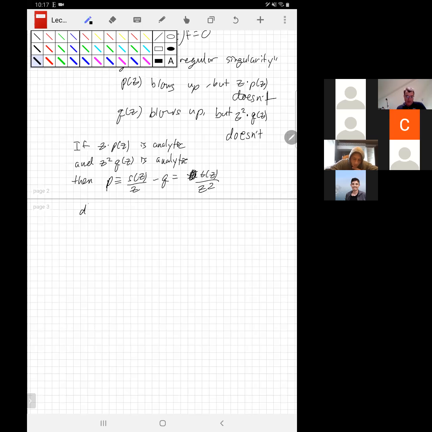So then we could rewrite our equation as d squared f by dz squared plus S of z over z df dz plus T of z over z squared f equals 0. And you're probably thinking, well, at this point, all he's done is do a bunch of renaming.